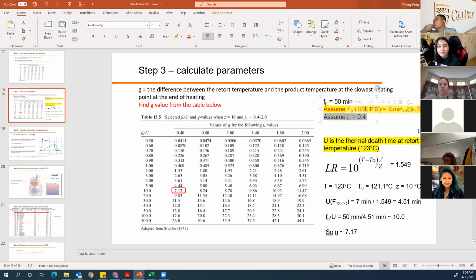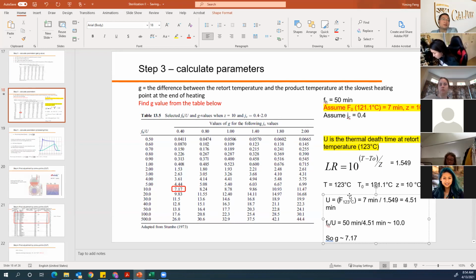Does that make sense, guys? Yeah, that makes sense. Thank you. Okay. Good question. Any other questions about how to find the U value? Okay, good.